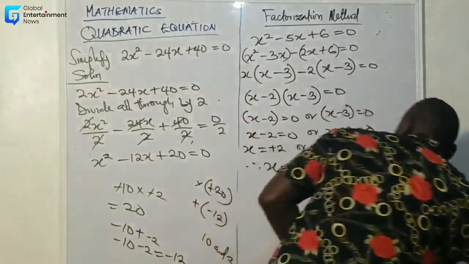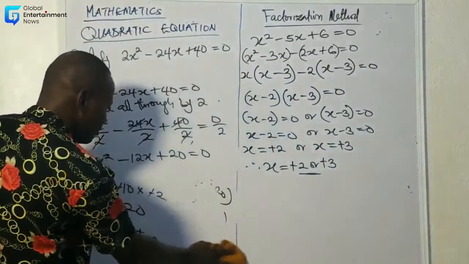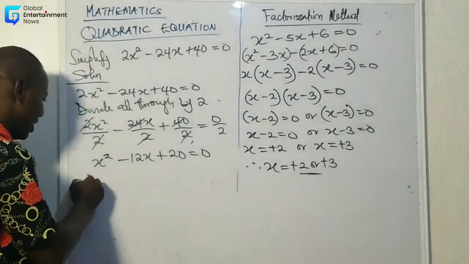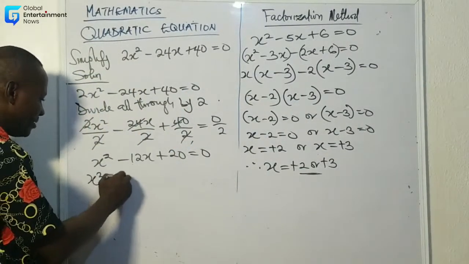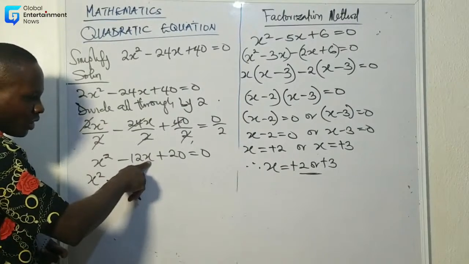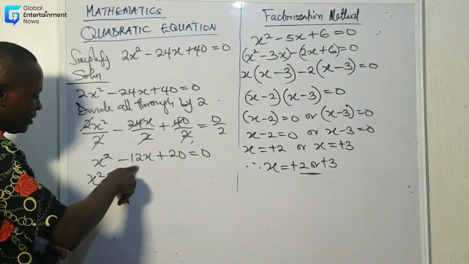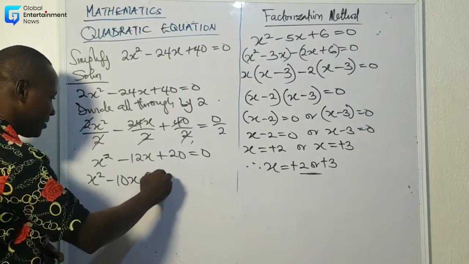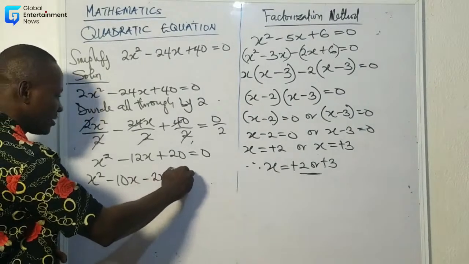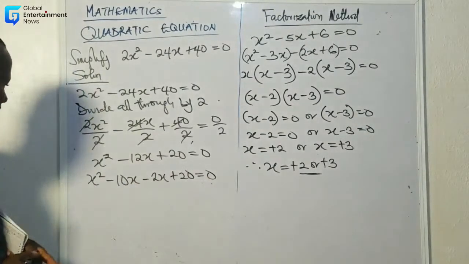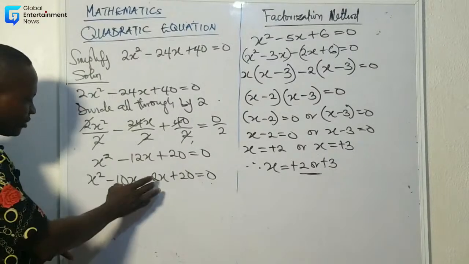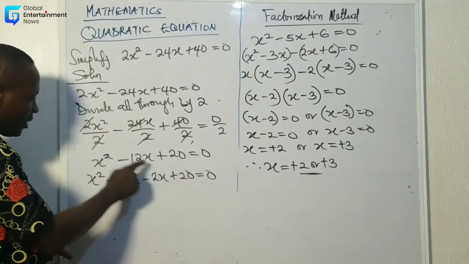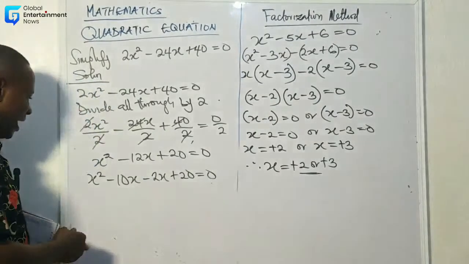Now, let's use the two numbers that we get, minus 10 and minus 2. We have x squared minus 10x minus 2x plus 20 is equal to 0. Don't forget the variable x. Looking at this now, what do we do? I can turn this back to this by saying minus 10x minus 2x will give me minus 12x.